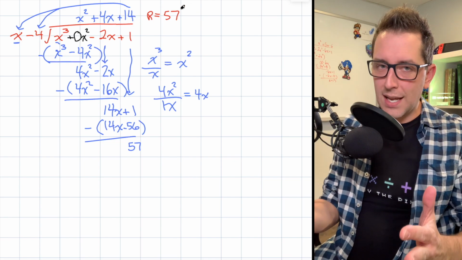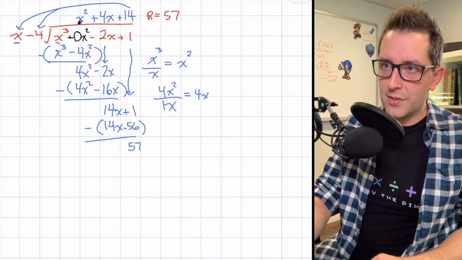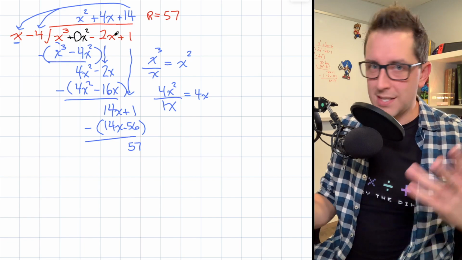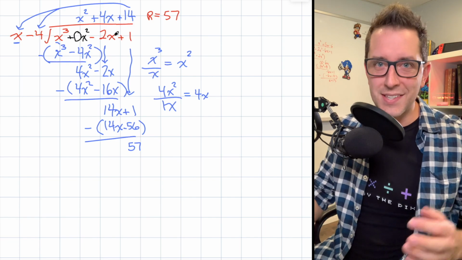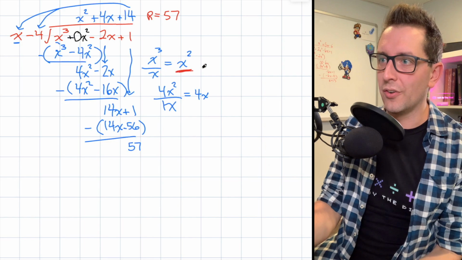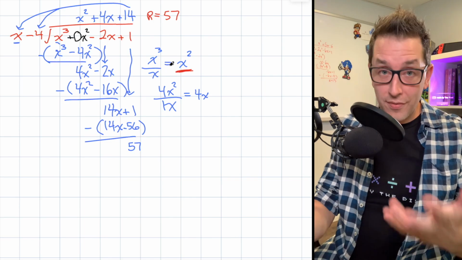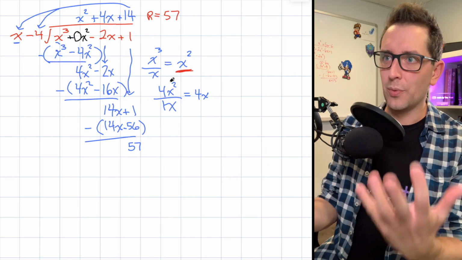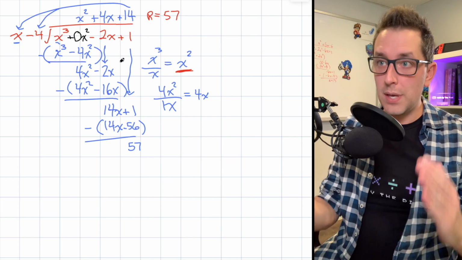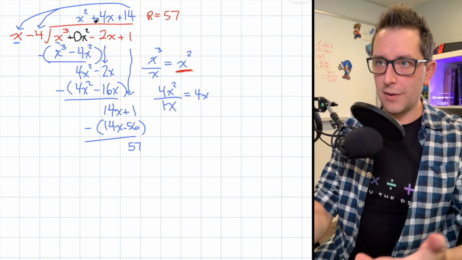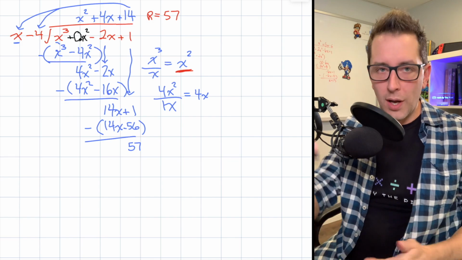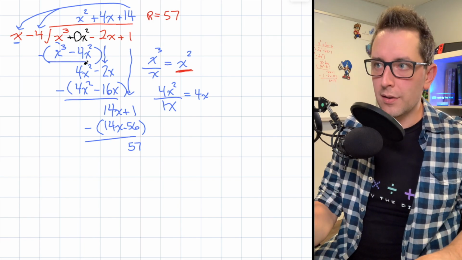Not that bad of an example, really, but introducing that 0x squared term, you'll be surprised how many people forget that. And it really gets confusing when you do that first step and you have nowhere to stick that x squared. And if that does happen to you, if you do that step and you realize, I have nowhere to put it, let that be a prompt to you to say, oh, that's right, I forgot my placeholder. And go ahead and put that placeholder and then keep going and things will work out okay.